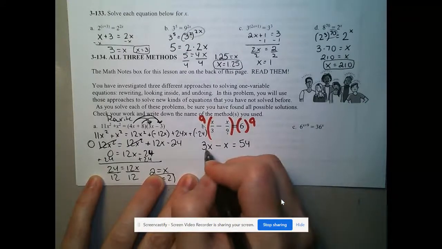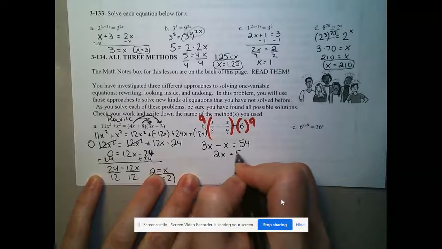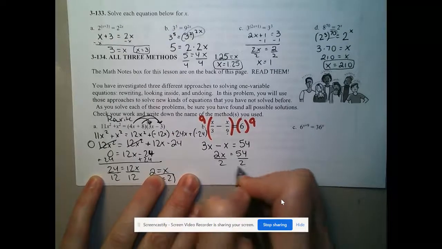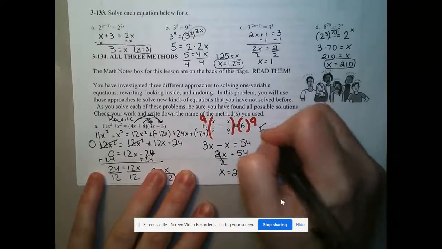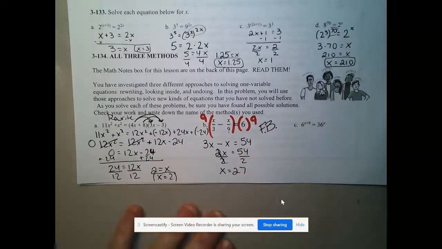3x take away x, I would simplify on the left as 2x equals 54. And when I divide both sides by 2, x equals 27. And we said this was definitely fraction busters, not Facebook.